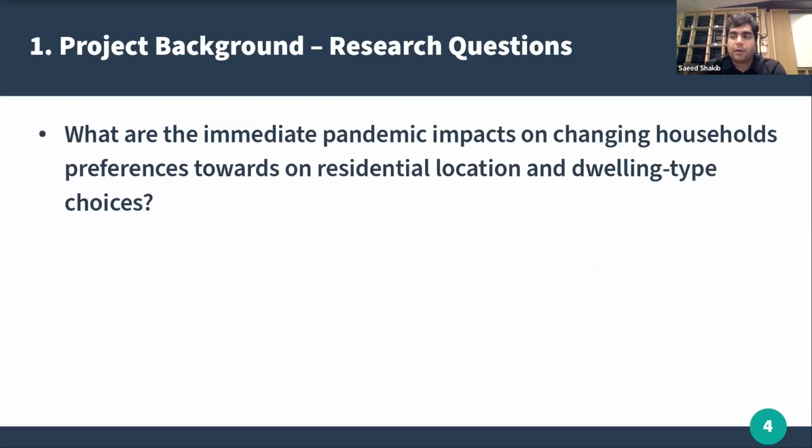So the questions from my part that I have to answer are: what were the immediate impacts of the COVID-19 pandemic on changing household preferences for their residential location choice geographically and also dwelling type choices? Are there going to be any patterns that we are going to observe anytime soon or not? And if the relocation behavior is being changed, how did that change, what are the new factors? If we had any previous factors that we thought were important in households' residential relocation, are they going to change? Like some of the factors are going to be more significant or less significant?